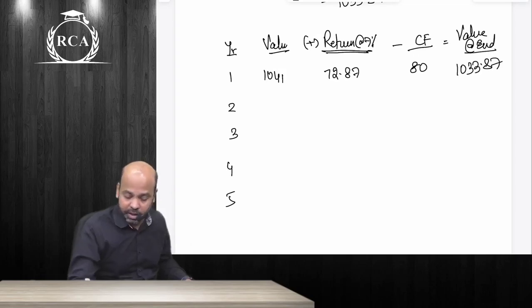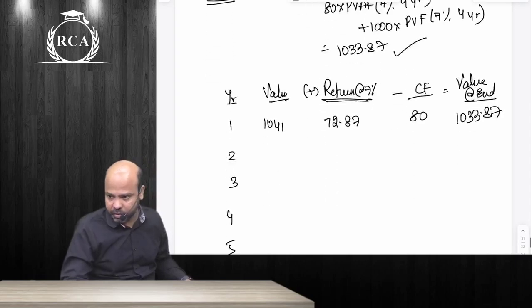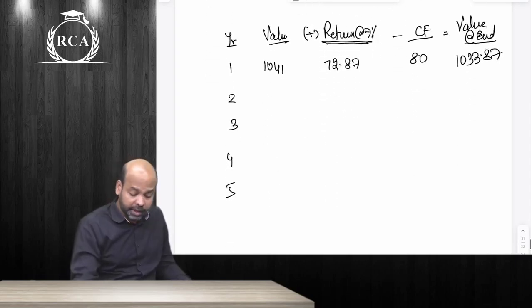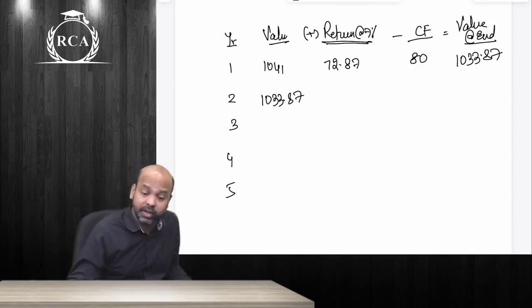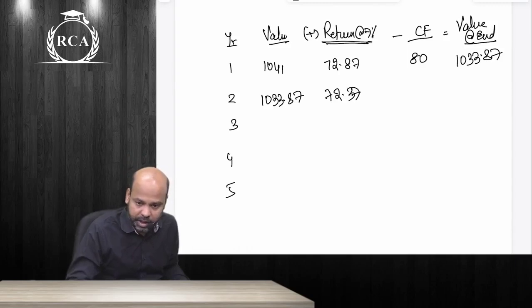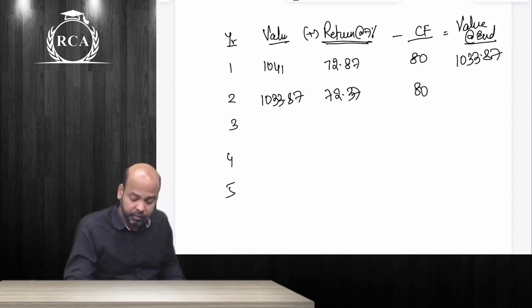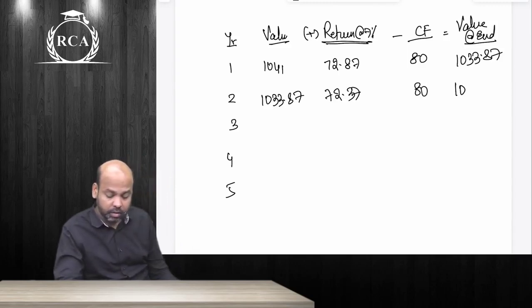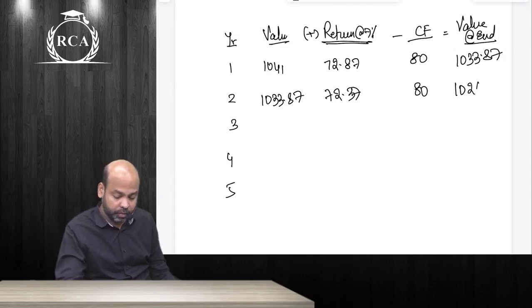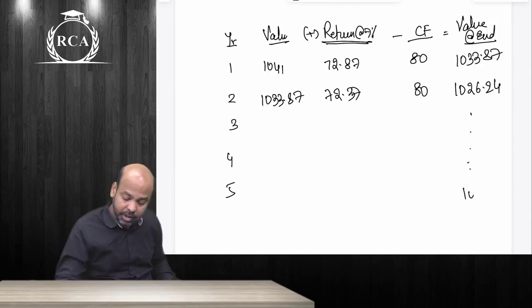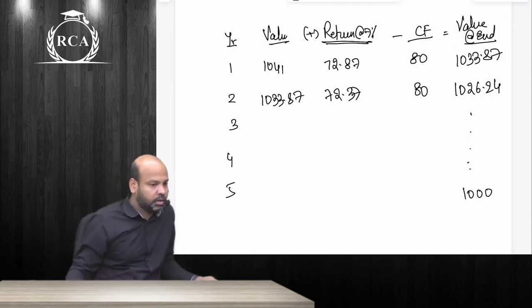1033.87. यही तो आया था ना यहाँ पे भी, मतलब even if you discount this, beta, you're going to come back to the same value. Next year, beta, 1033.87 पे you will be expecting a return of 7%. 72.37. Cash flow will be 80 rupees. Value of the bond, beta, will be 1026.24. This will gradually come down to 1000.